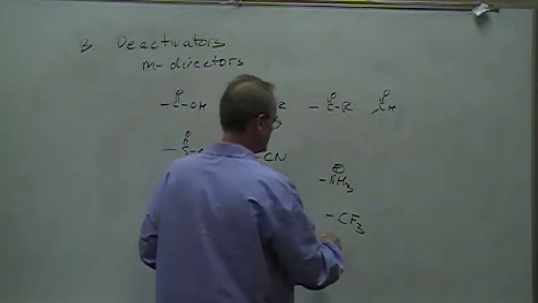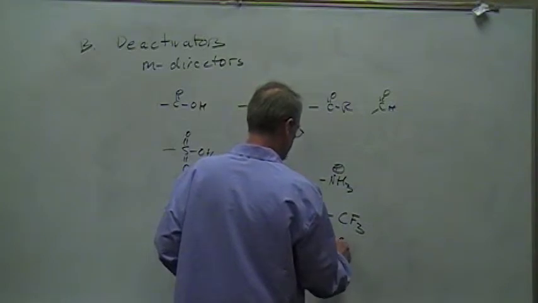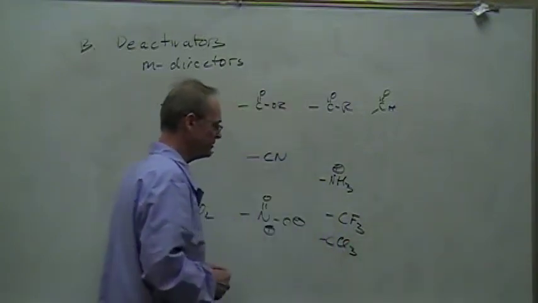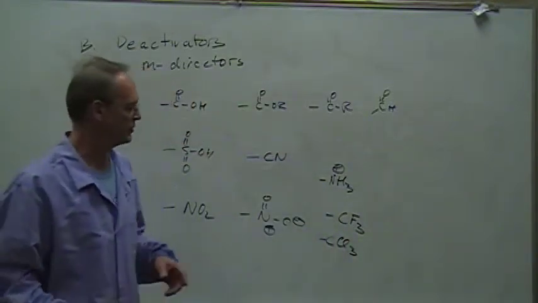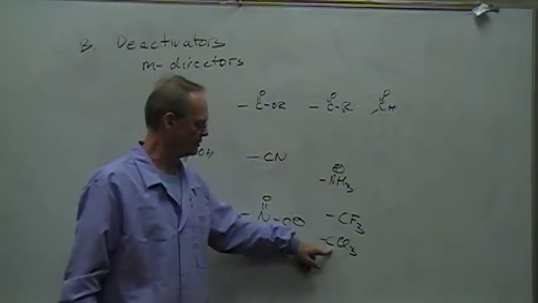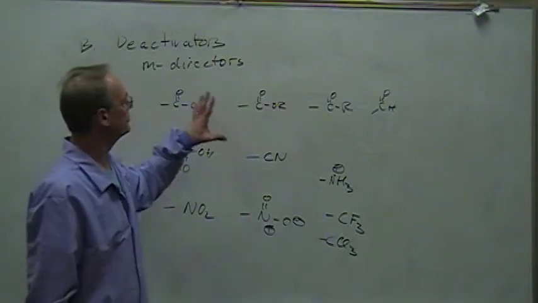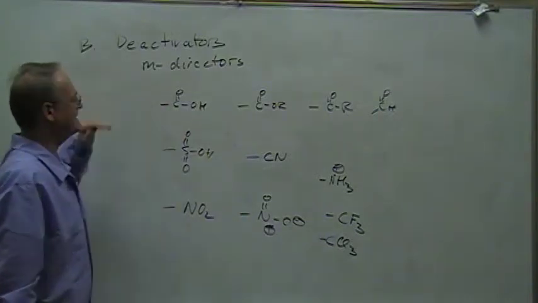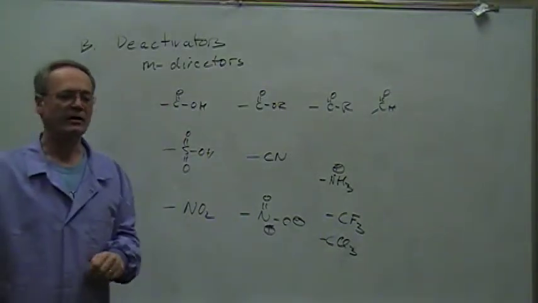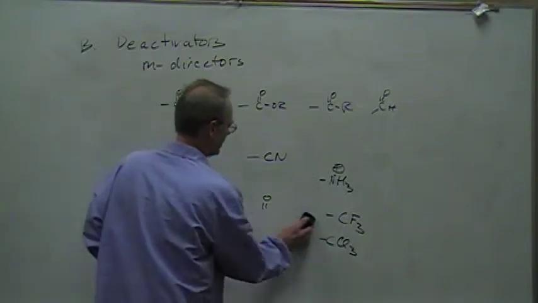And similarly, CCl3, same idea, not quite so strong, but the three chlorines also pull electrons away from the carbon, which then pulls electrons away from the benzene ring and makes it a deactivator. So those are the meta-directors, deactivators. And then there's yet a third category.